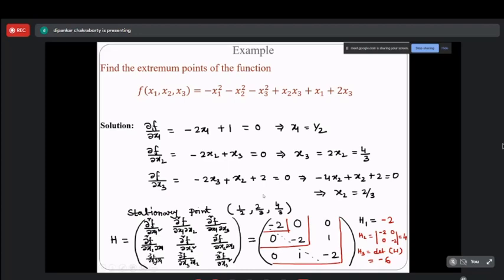Now I hope you have understood how you are going to deal with the Hessian matrix. So, what is the nature of the point? The nature of the point is local maxima. So, the point is 1/2, what is that point? 2/3, right? 1/2, 2/3, and what was the last? 4/3. Will you check that? Local maxima.